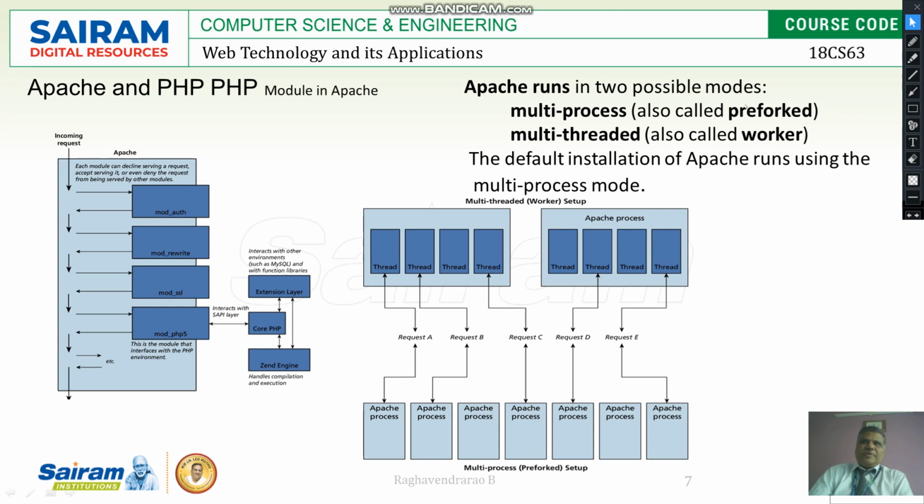Multi-process mode is preferable. It is nothing but a pre-forked operation. The default instruction is shown over here. It is a multi-process mode, as opposed to a multi-threaded setup. It's a pre-forked setup, meaning that before it accesses that particular data, the processes are already created and ready to execute. So in Apache, there are many processes present.